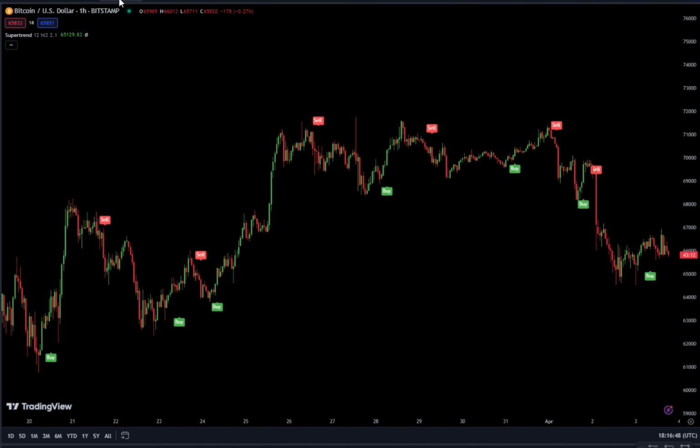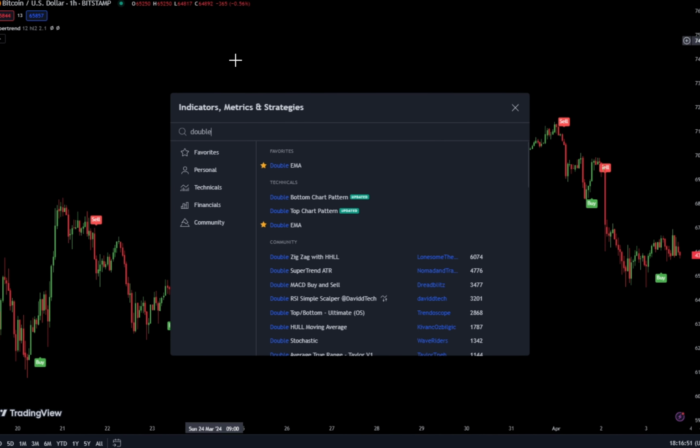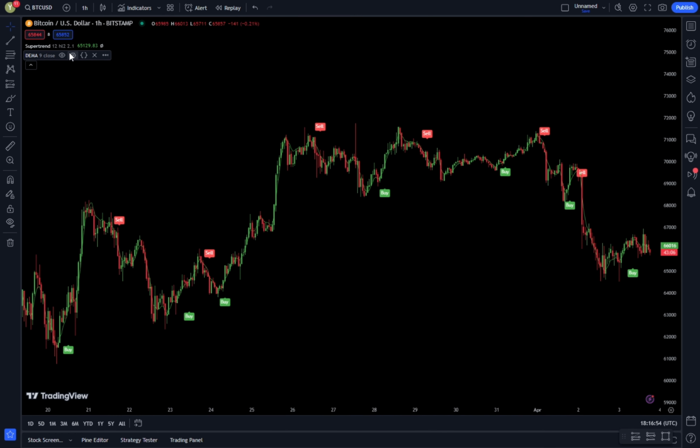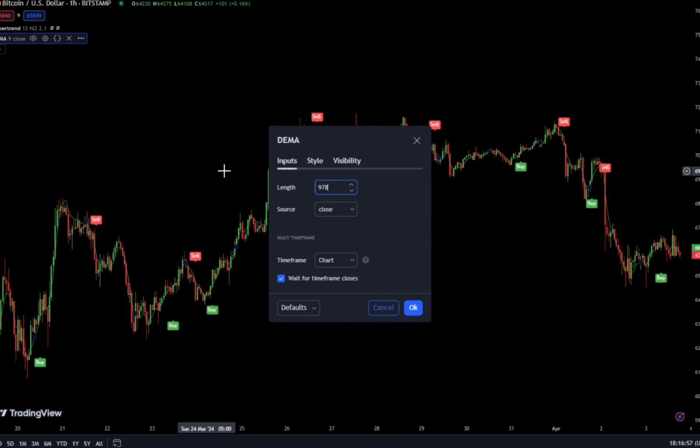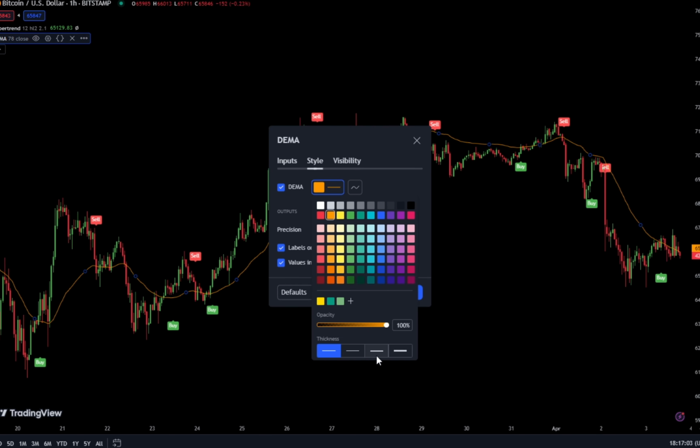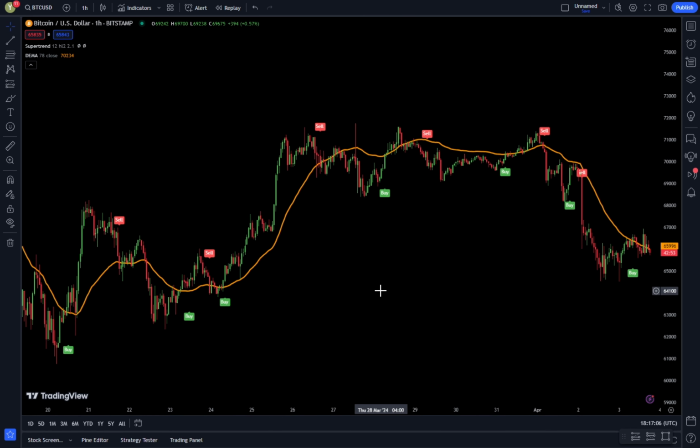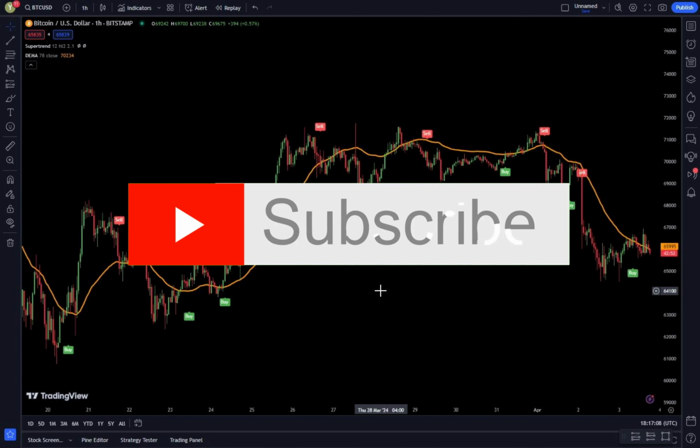Now, let's introduce another indicator, the Double Exponential Moving Average, DEMA. Access the settings for the DEMA indicator and set the length to 78. Customize the color and line thickness according to your preference in the Style tab. The DEMA indicator will act as a trend guide in the market.